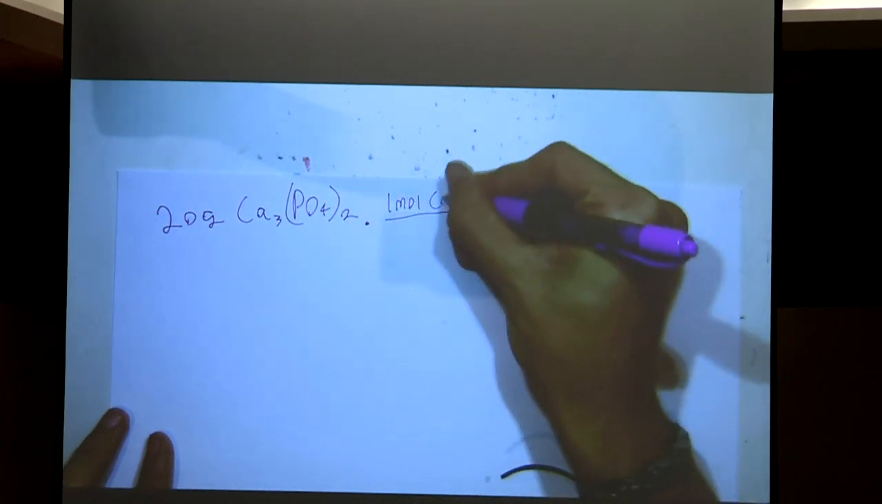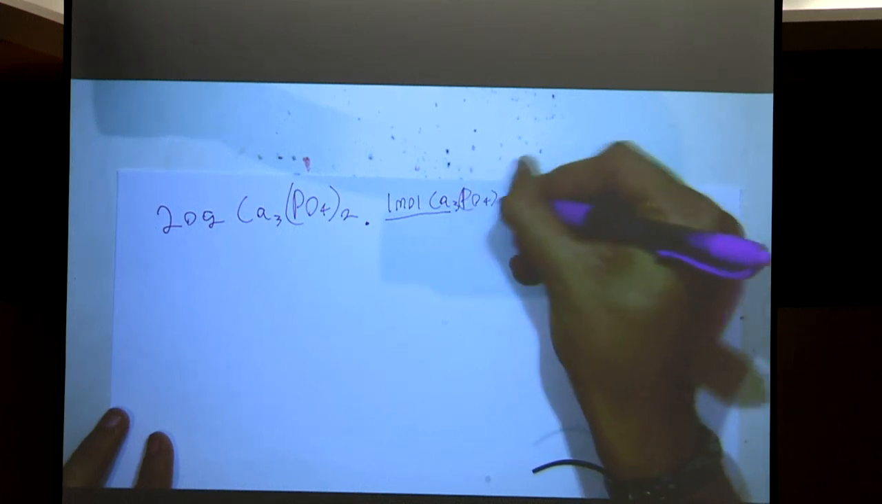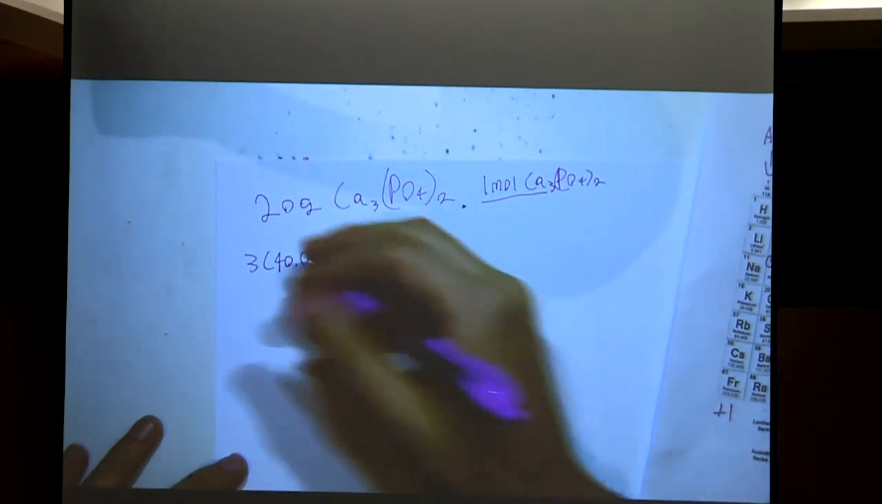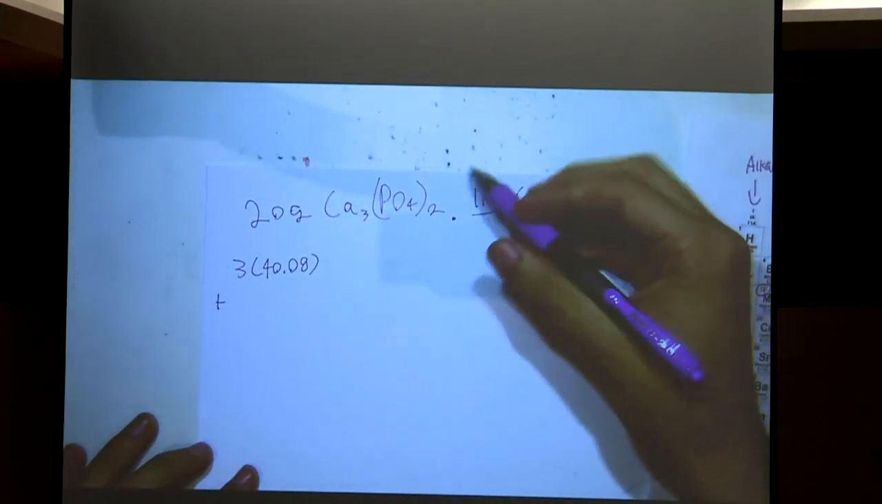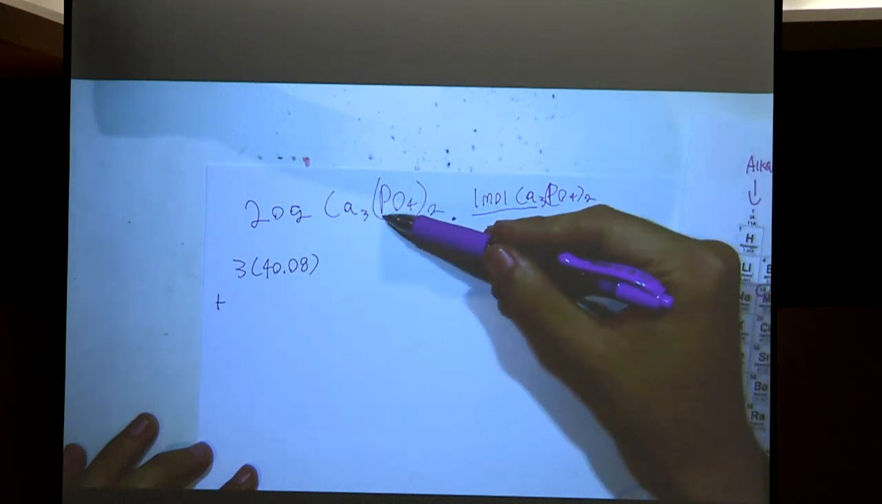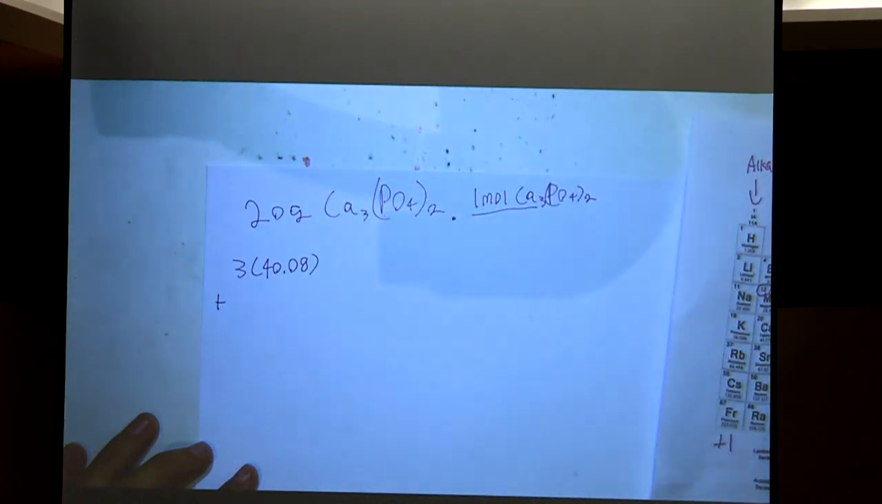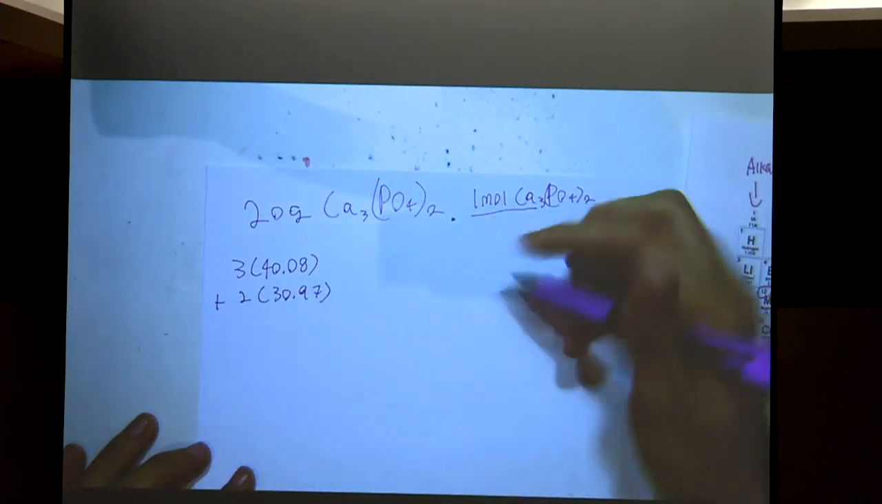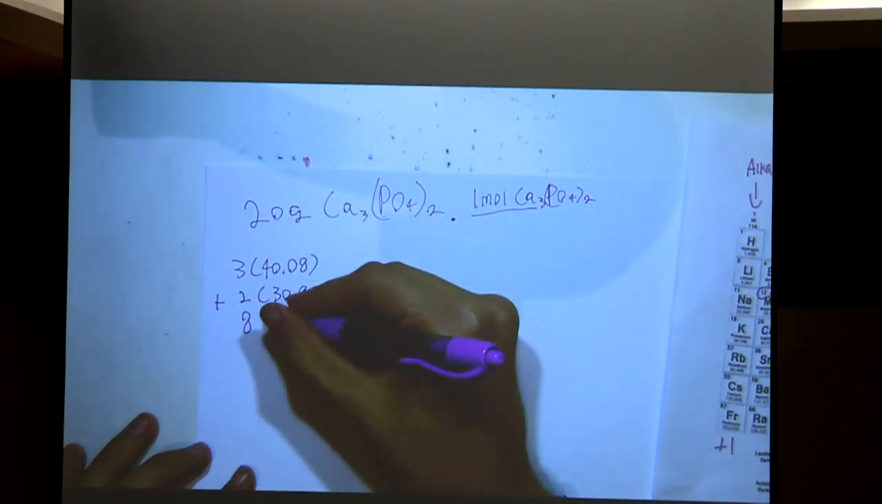So in 1 mole of calcium phosphate, I'm going to figure it out based on the periodic table, because that's what you're going to have to do on the test. So calcium has a molar mass of 40.08, and I've got 3 of those, plus 2 phosphorus. Remember that this 2 means you're multiplying everything in the parentheses by the subscript. So I've got 2 phosphorus, and I've got 8 oxygen. So phosphorus is 30.97. And then I've got 8 oxygen, and each oxygen is 16 grams.